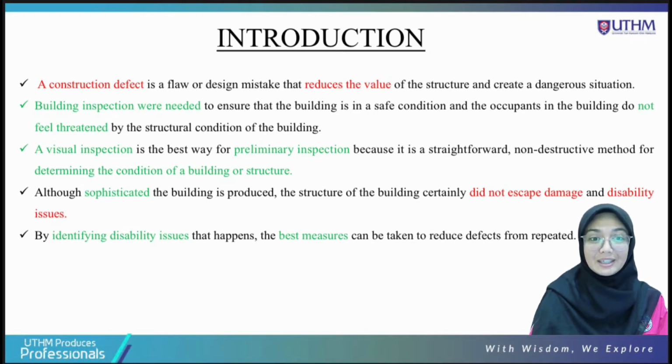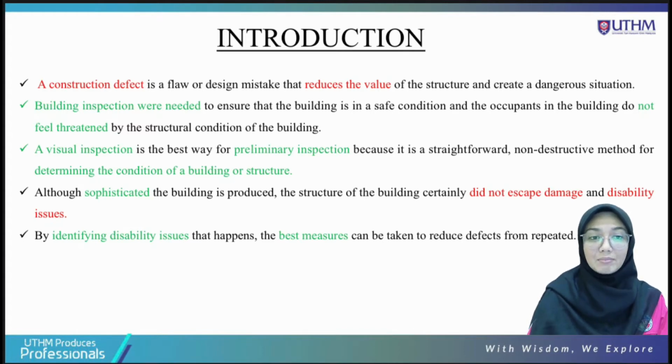A visual inspection is the best way for preliminary inspection because it is a straightforward, non-destructive method for determining the condition of a building or structure. It is crucial for quickly identifying structural issues and determining the right course of action for addressing them.